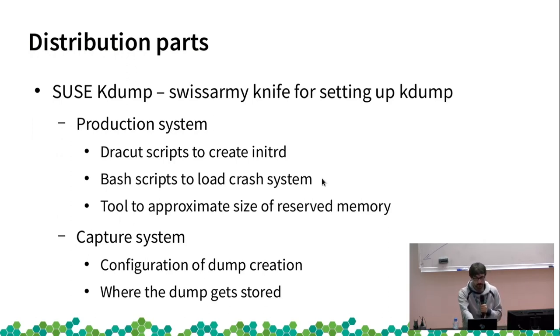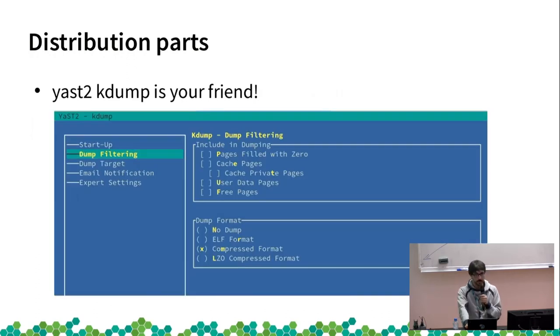And on the other hand, when the capture system started, this Kdump tool also provides some services. So you can create beforehand a configuration file to say where you want to store the dump, and if you want to, for example, compress the dump, etc. Or what you want to store in the dump. So, and if you're really lazy, then you use YaST2 Kdump, which is your friend, because it's really easy to set this up.